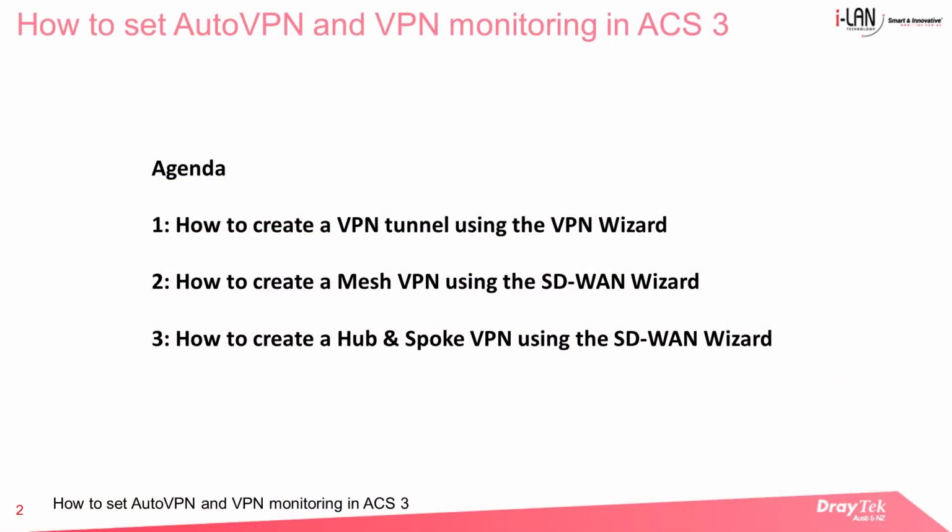Today I will show you how to set up VPN tunnels using the Auto VPN wizard of the VigorACS 3 and also to use the monitoring of VPN tunnels using the SD-WAN feature. On the agenda today, we will first create a normal VPN tunnel using the VPN wizard and then proceed to create a mesh VPN network using the SD-WAN feature. And finally, create a hub and spoke VPN network using the same SD-WAN feature.